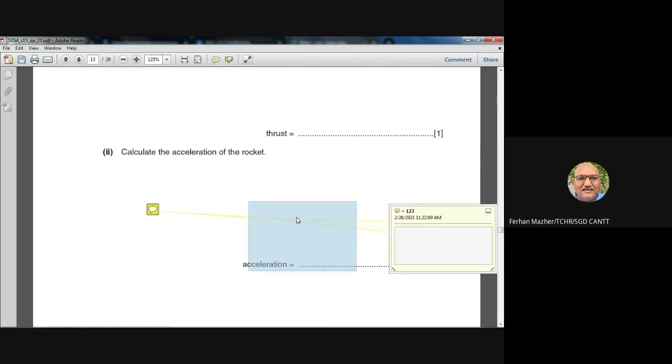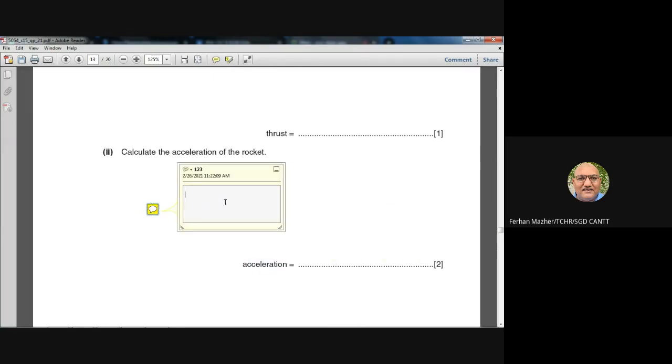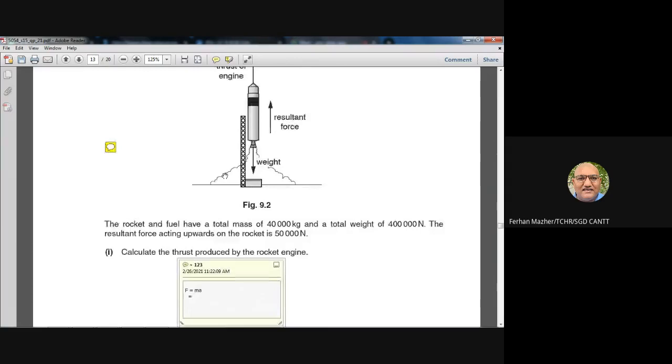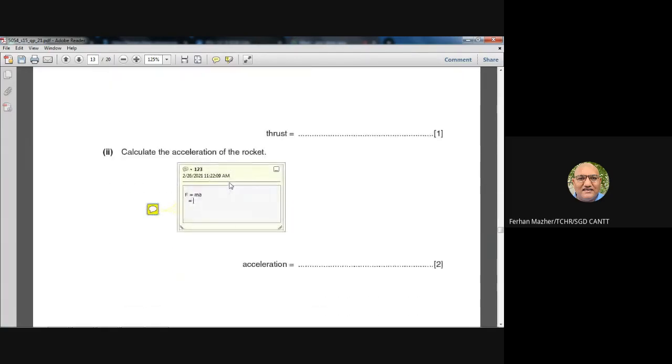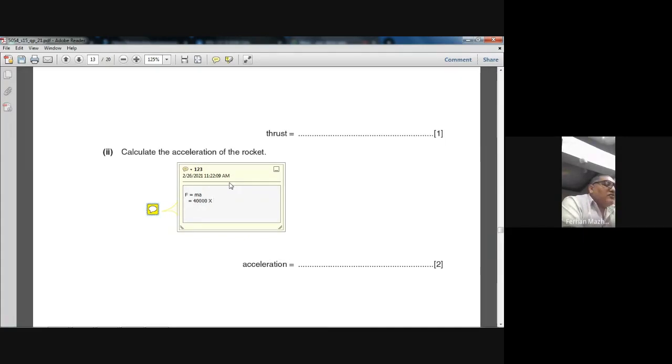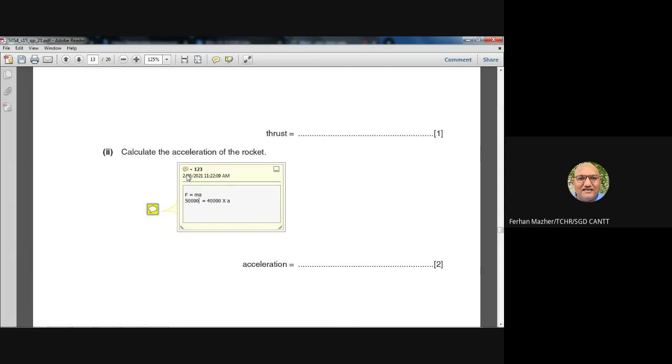The acceleration can be found by Newton's second law, which says F equals ma. How much is the mass of the rocket? 40,000 kg. And you multiply it with the acceleration. I want to know the value of F. I know the resultant force is given. In this formula, we always use the resultant force. So the resultant force is 50,000.